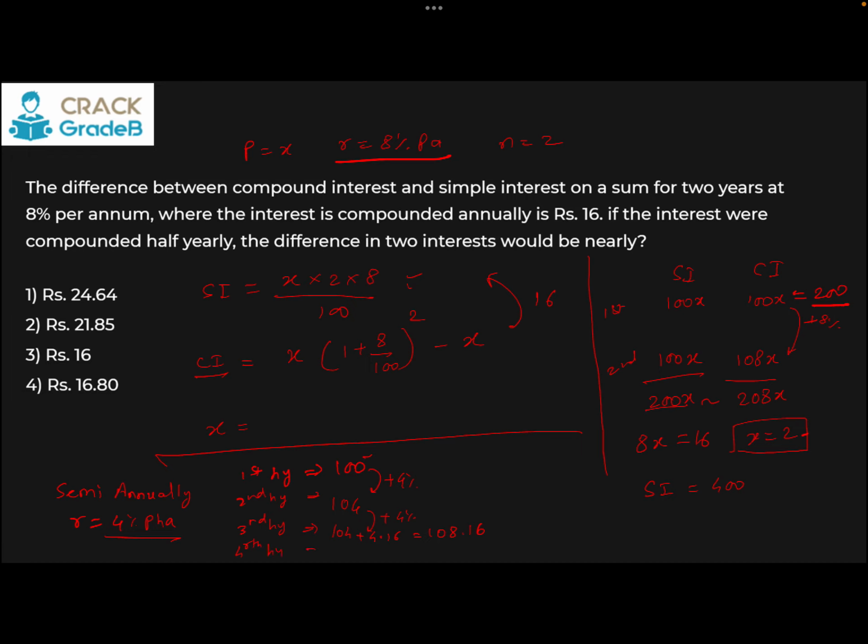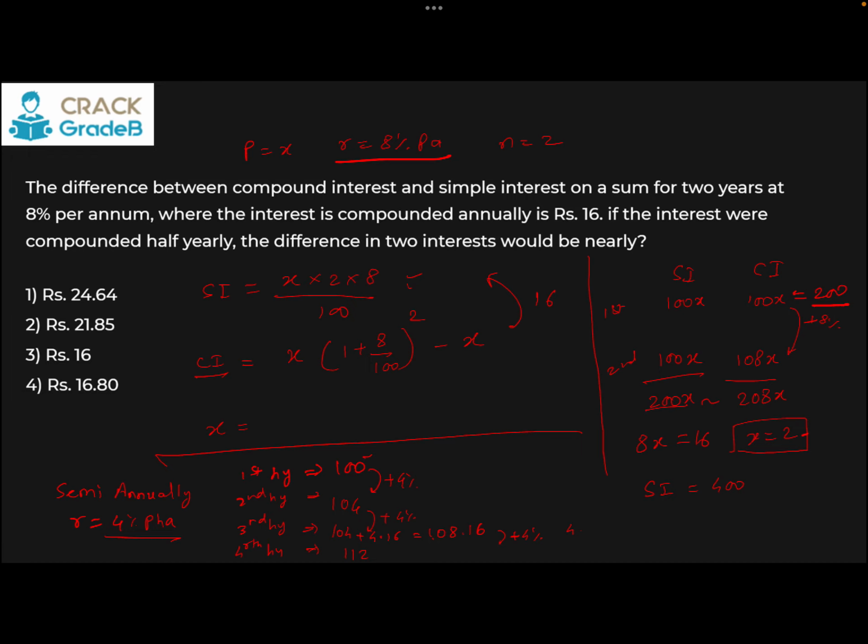And for the fourth half year, we have to increase this with 4%. The 1% of it is going to be 1.08. And if we increase it with 4%, so 4% is going to be again 4 point something. So it is now going to become 112 approximately.